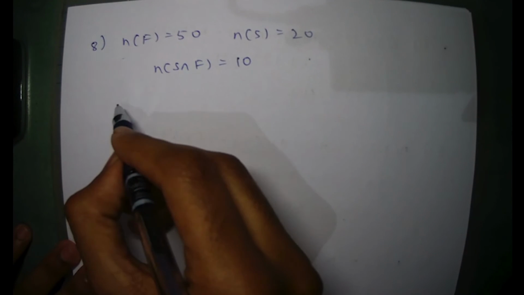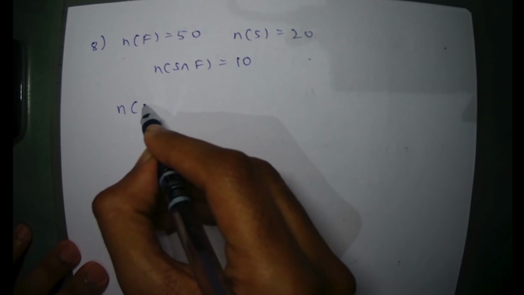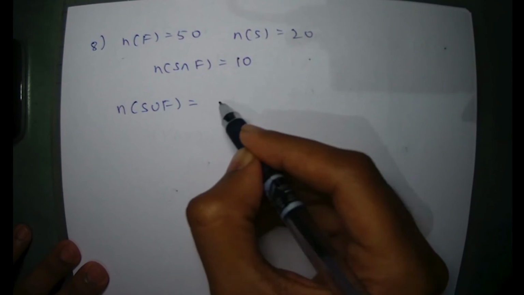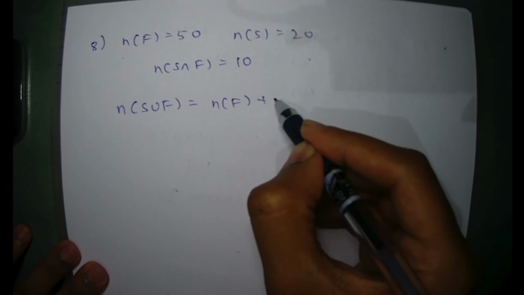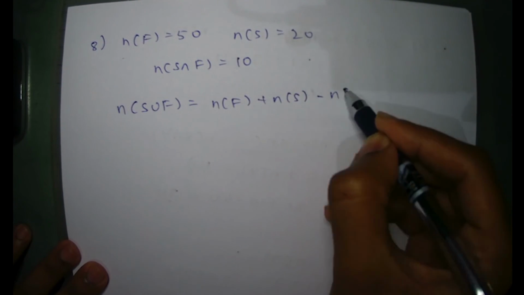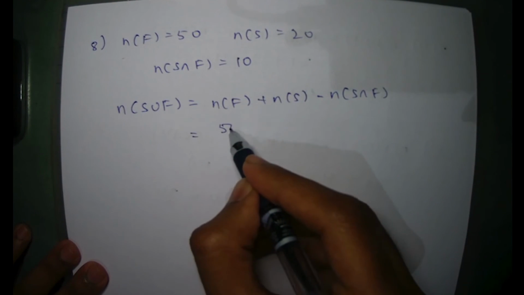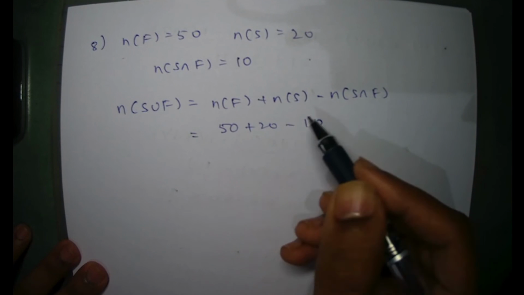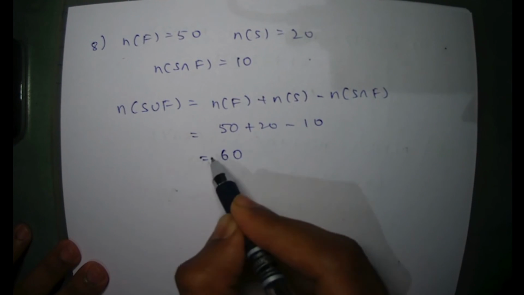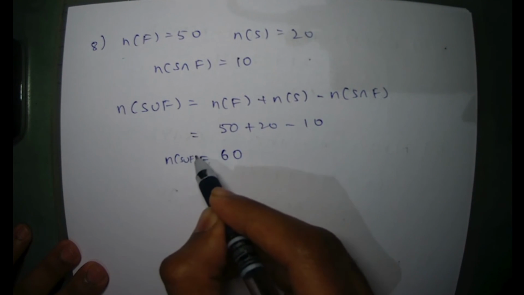So we have to find how many speak at least one of these two languages, that is total number of people present in the committee, that is S union F, which is n of f plus n of s minus n of s intersection f. So we have 50 plus 20 minus 10, which is nothing but 60. So there are totally 60 people present in the committee.